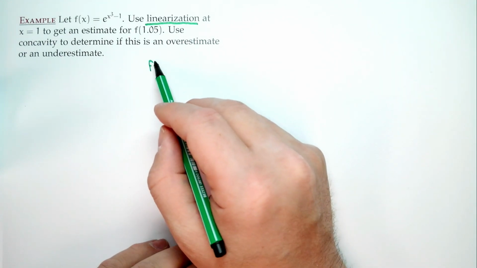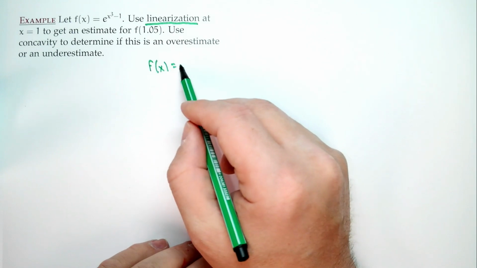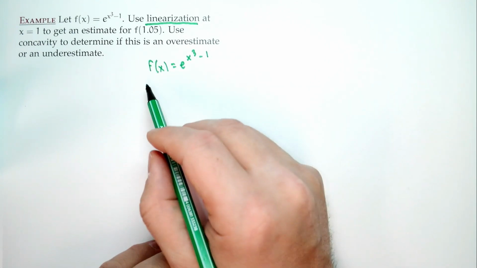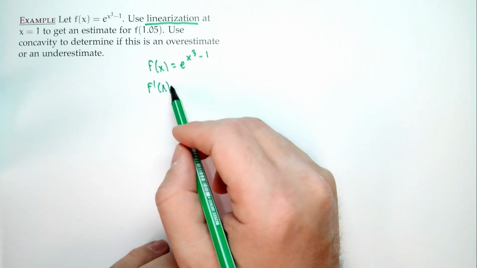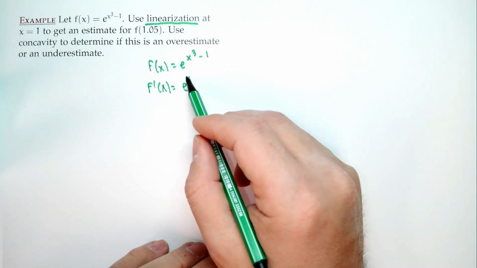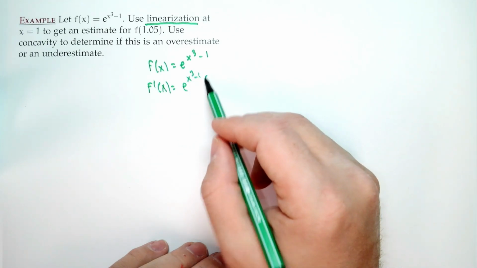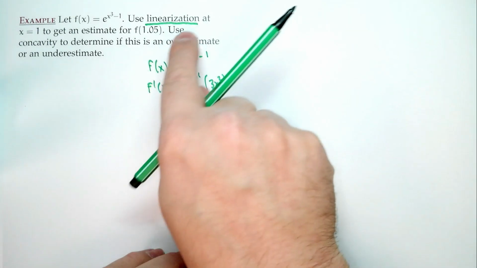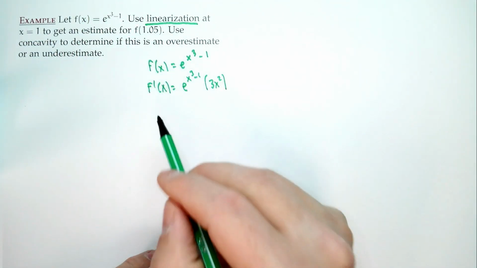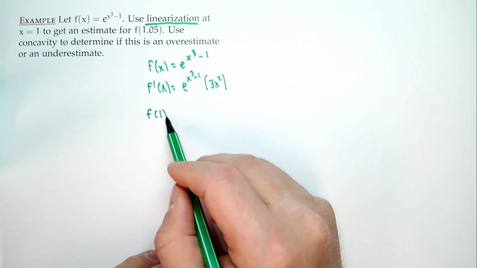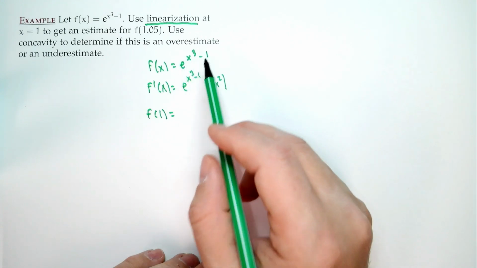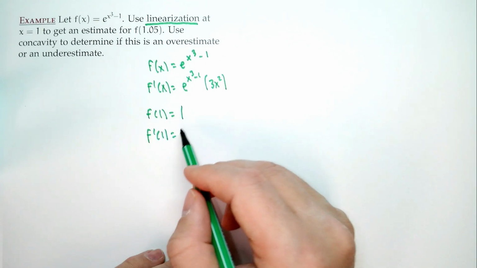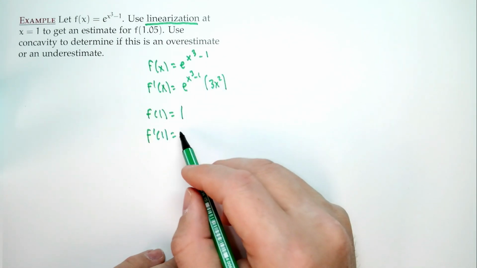So I take my function f of x, which is e to the x cubed minus 1. And now I want to find f prime of x. So that would be chain rule, e to the x cubed minus 1 times the derivative of x cubed minus 1, which is 3x squared. Now we want to use linearization at 1, which means the tangent line at 1. So we're going to find f of 1. Well, that's e to the 1 minus 1, that's e to the 0, which is 1. While f prime of 1, that's e to the 0 times 3 times 1, is 3.